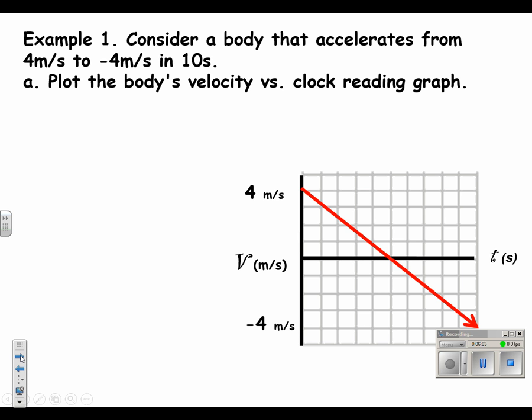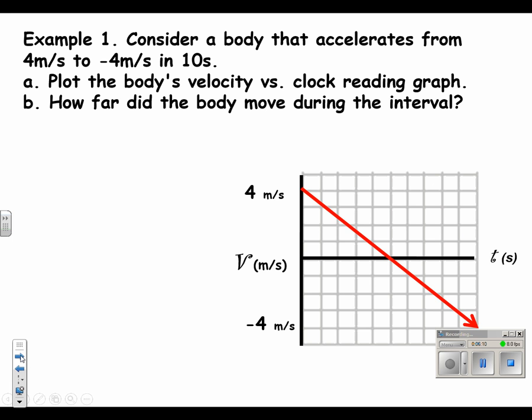Hopefully you went ahead and did that, and it should look a little bit like this. So now that we're back, that's what it should have looked like. And how far did the body move during that interval? Well, we are supposed to find the area under the line to figure that out. So we'd have to find these two triangles and each one of them. Now, when we do the 1/2 base times height, we're doing 1/2 velocity times time.